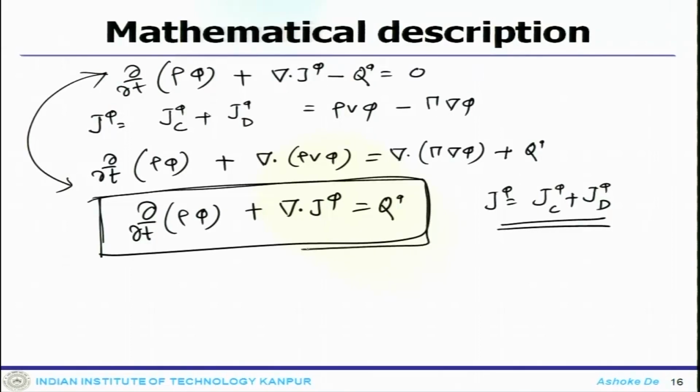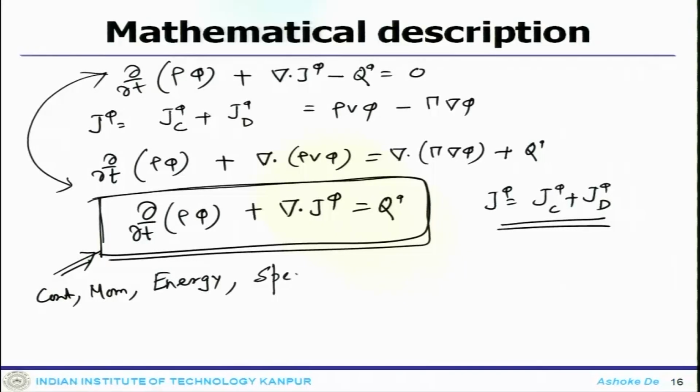So that means if you look at this particular equation, this can be used for continuity, this can be used for momentum, this can be used for energy, this can be used for species transport equation. So you take any transport equation, they can be put together in this particular format.